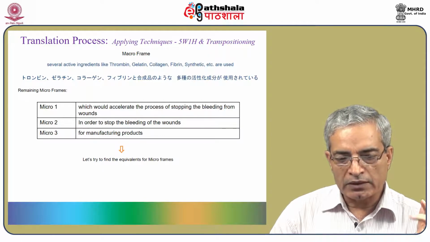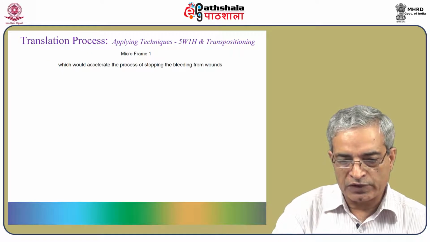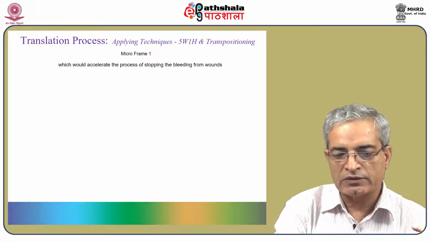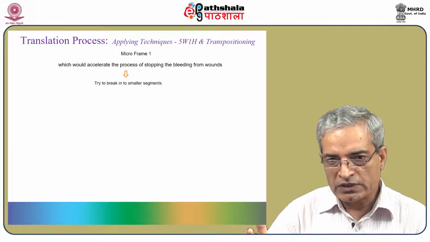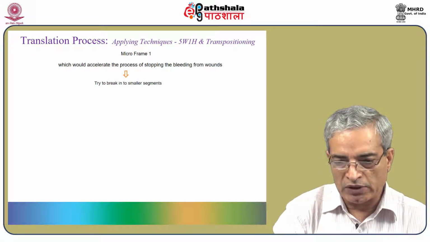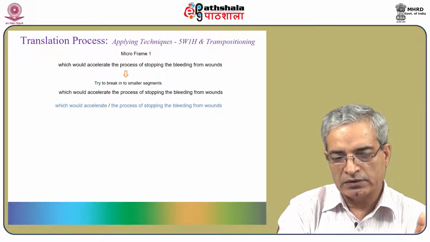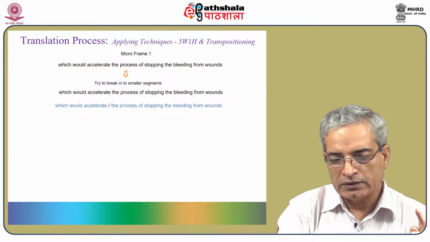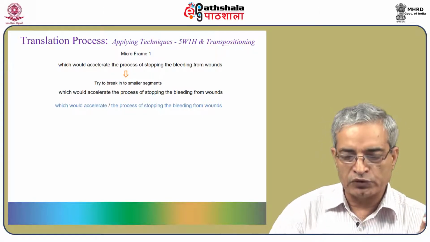For the remaining micro frames where there were 3, let's take up the first one, that is which would accelerate the process of stopping the bleeding from wounds. The frame is still too big, so let's try to break it into smaller segments. There could be various ways of breaking. So first we'll attempt at which would accelerate as one segment, and the second segment, the process of stopping the bleeding from wounds.